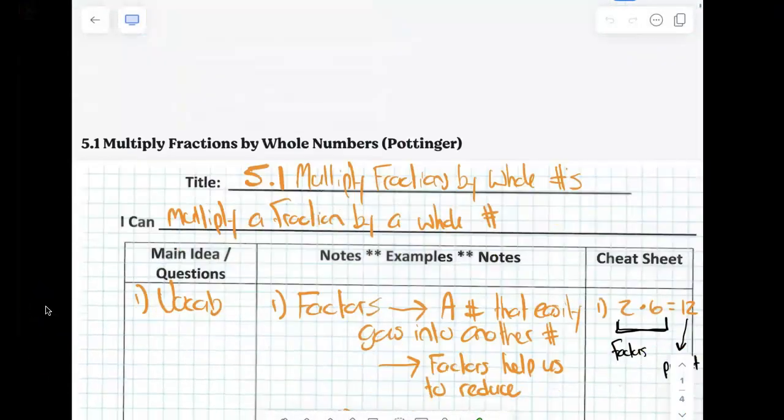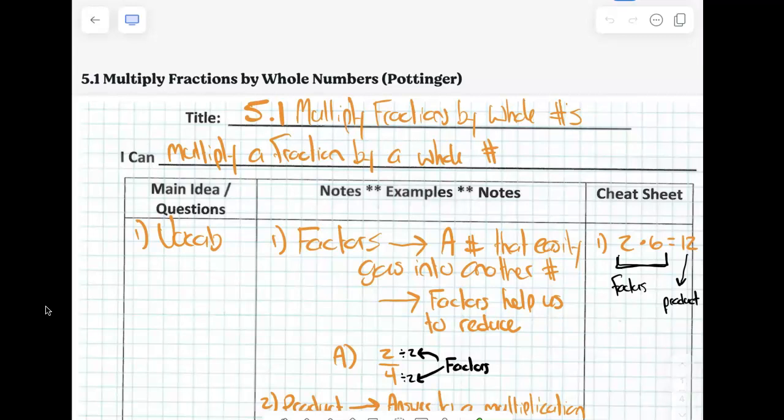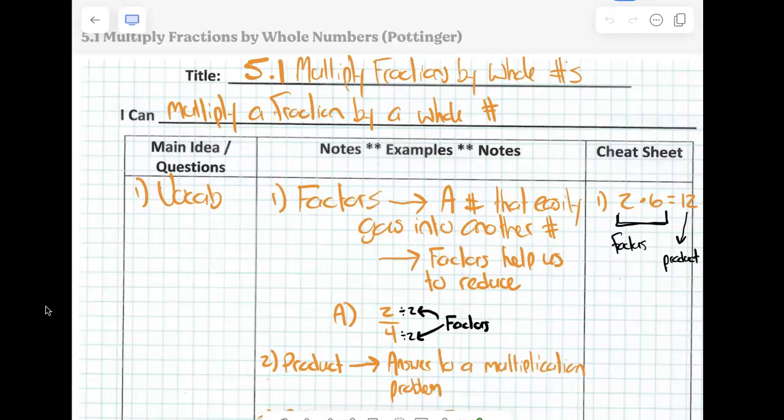Today we're working on 5.1, multiplying fractions by whole numbers. Can you multiply a fraction by a whole number? Yes. Great. Factors, big word here. Ladies and gentlemen, we know factors are numbers that easily go into other numbers.